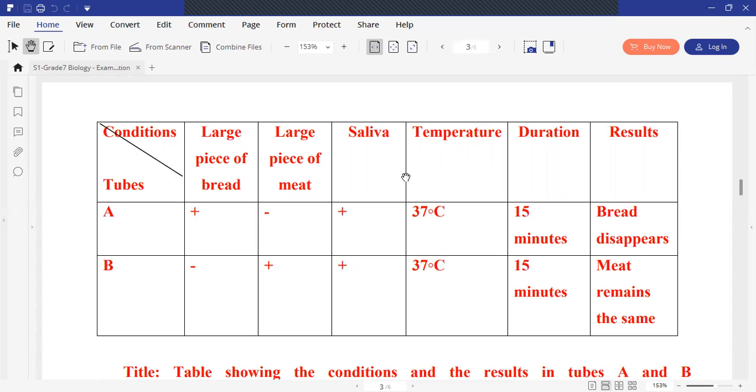Temperature, you are not allowed to write it as temp. Temperature, full word. So a large piece of bread is present in tube A and not in B, while a large piece of meat is not present in tube A. Plus means presence, minus means absence. Saliva is present in both tubes. Temperature 37 for both. 15 minutes the duration. Result: the bread disappears while the meat remains the same.